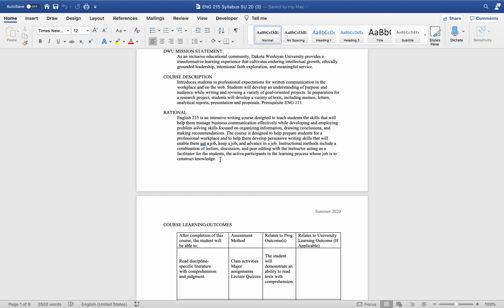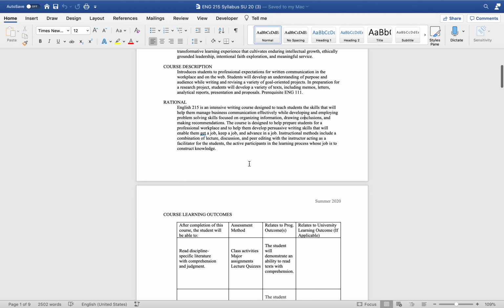English 215 is probably one of the most important courses that you will take over the course of your college career. It's an intensive writing course designed to teach students the skills that will help them manage business communication effectively while developing and employing problem-solving skills focused on organizing information, drawing conclusions, and making recommendations. So this course is broadly divided into 3 units, which show students how to get a job, how to keep a job, and then how to advance in a job. Instructional methods will include a combination of lecture, discussion, and peer editing over the course of this summer semester.